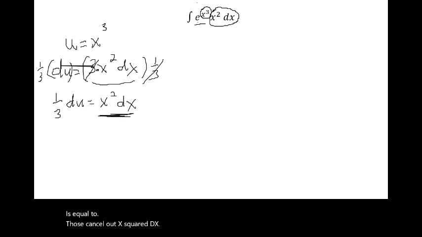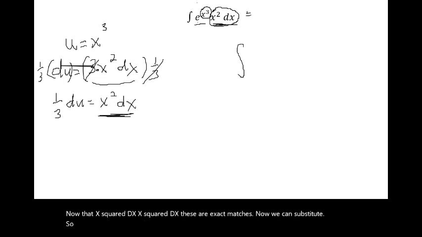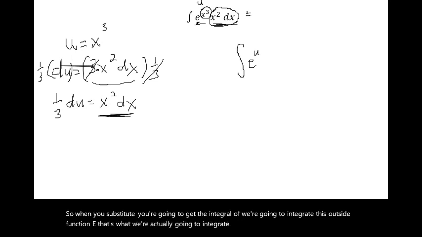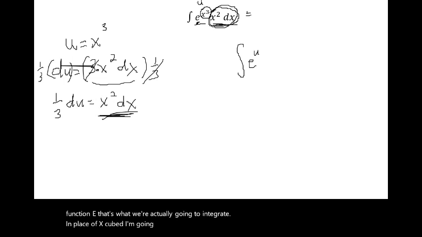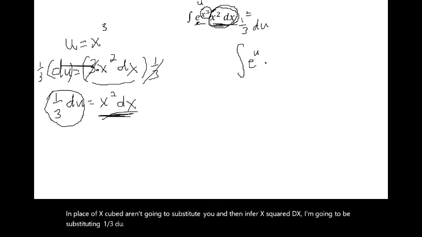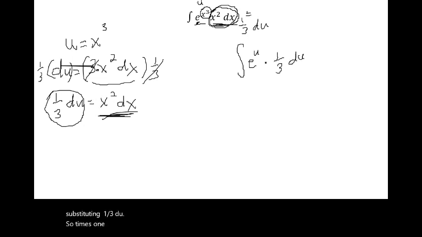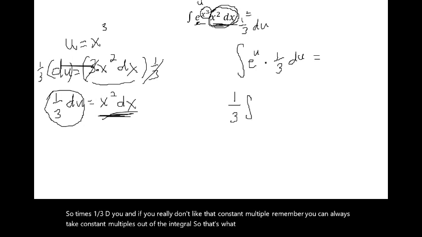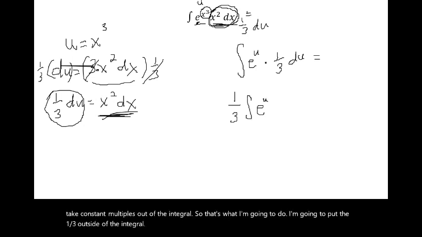Now that x squared dx, these are exact matches. Now we can substitute. So when you substitute, you're going to get the integral of, we're going to integrate this outside function e. That's what we're actually going to integrate. In place of x cubed, I'm going to substitute u. And then in for x squared dx, I'm going to be substituting 1/3 du, so times 1/3 du. And if you really don't like that constant multiple, remember, you can always take constant multiples out of the integral. So that's what I'm going to do. I'm going to put the 1/3 outside of the integral, and that'll be 1/3 times the integral of e to the u du.